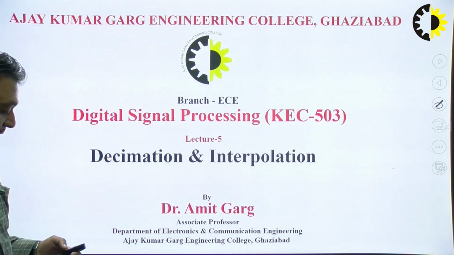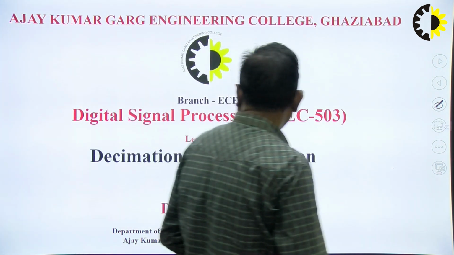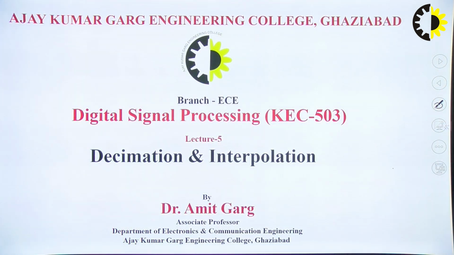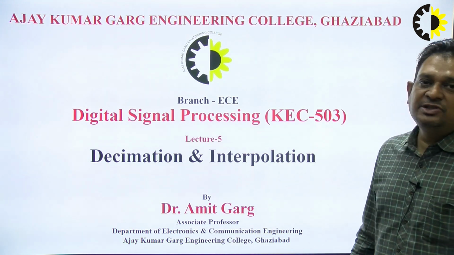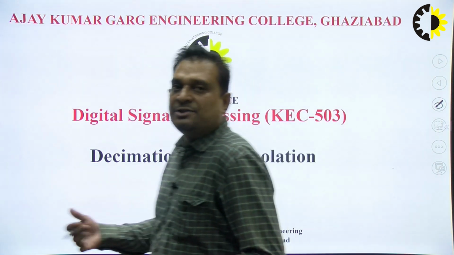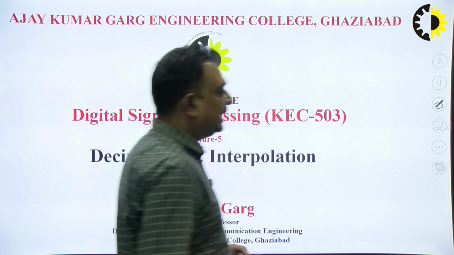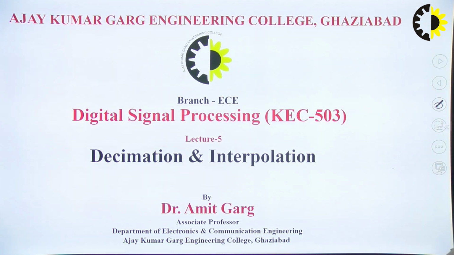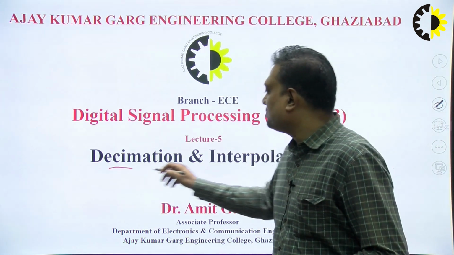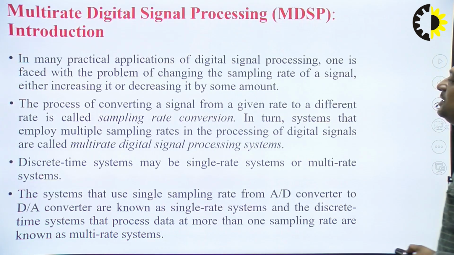Okay, so let us start with the topic. What is decimation and interpolation? Basically, decimation is the process by which we can reduce the sampling rate of a given system. And interpolation is the technique by which we can increase the sampling rate of a given system. These two techniques come under the category of multi-rate signal processing.